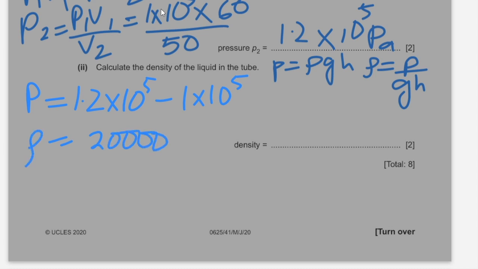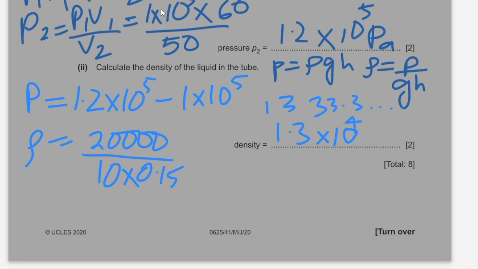So density is equal to pressure divided by gravity into height. I'll convert 15 centimeters to meters, which would be equal to 0.15 meters. And so the answer is 1333.33, which is a recurring figure. So 1.3 into 10 to the power of 4 kg per meter cube.